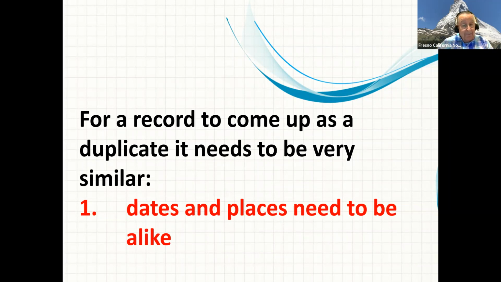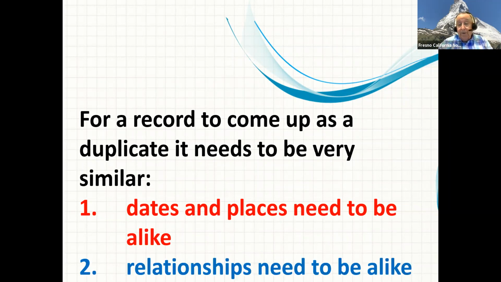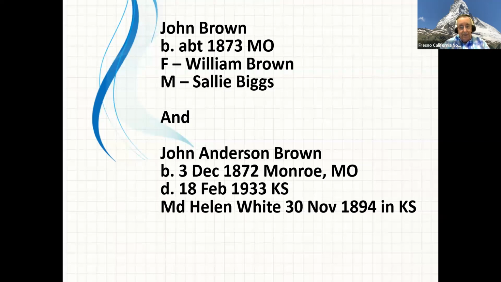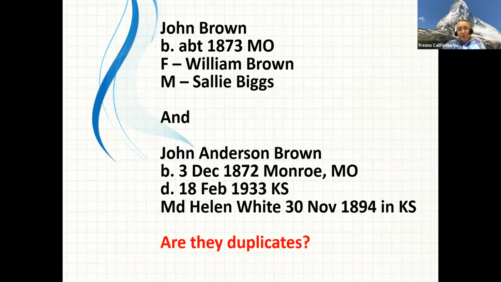They're not the same, and so they don't get a full match. And then the relationships need to be alike. And so what you get is situations like this. And the question becomes, are these two duplicates?